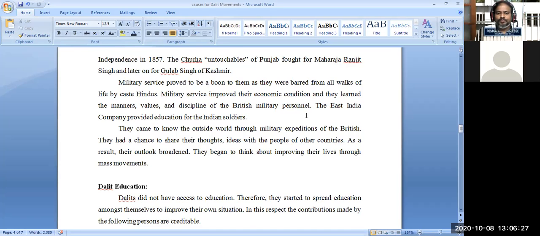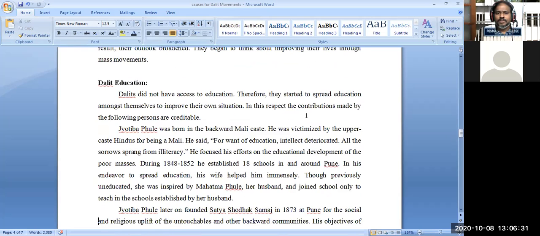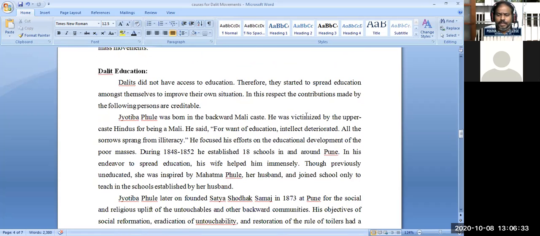Okay, so the Dalit education. The education also gave certain encouragement to the Dalits to fight this social order. Dalits did not have access to education since many years, many decades and centuries. Therefore, they started to spread education among themselves to improve their own situation.